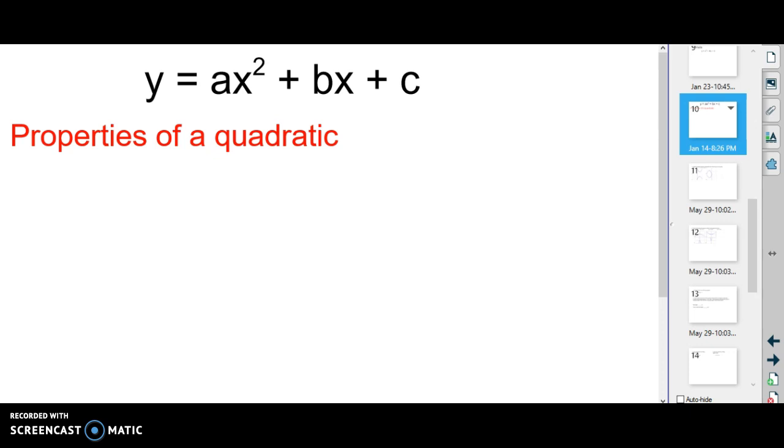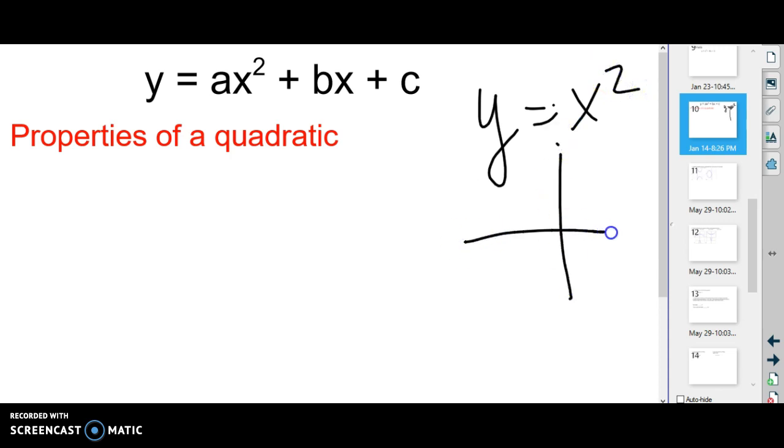So a quadratic. Basically, the mother function of it, or the parent function, is going to be y equals x squared. And if you remember, y equals x squared forms a parabola. It looks kind of like this. Not perfectly drawn, but the best I can do on a smartboard. And so there are some things that you need to know.